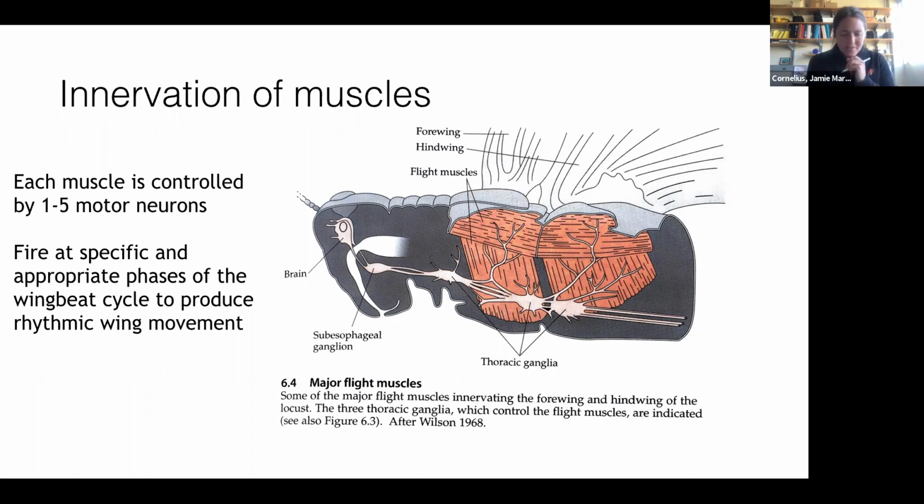What we need is for the motor neurons that are controlling the muscles to fire at specific and appropriate phases of the wing cycle in order to produce that rhythmic wing movement. You need them to be coordinated because you need the extensors to be contracting as the flexors are relaxing, and then you need the wings to be in sync. So you've got lots of different things happening.